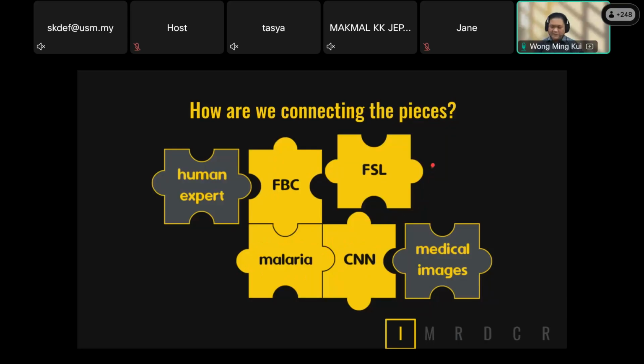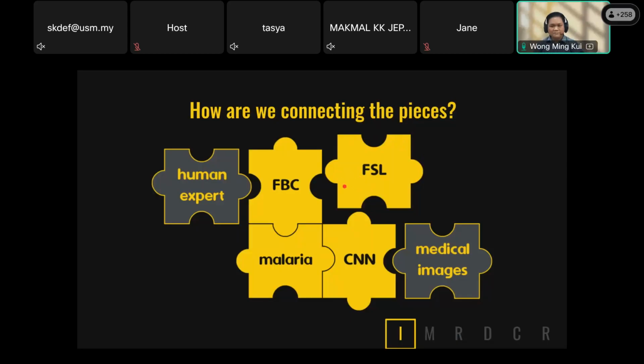However, in this research, we introduce a new innovation into machine learning. This innovation is called FSL, few shot learning. To the best of my knowledge, this is the first research that uses FSL in medical AI.